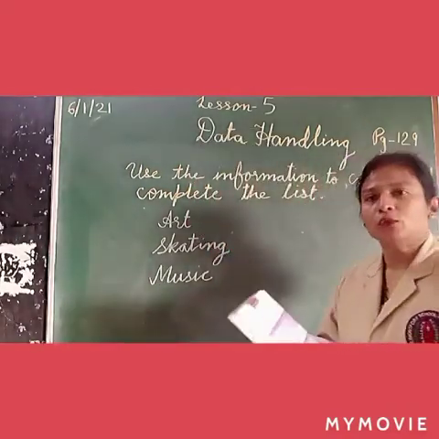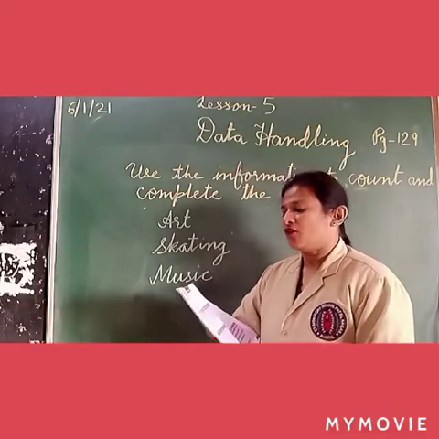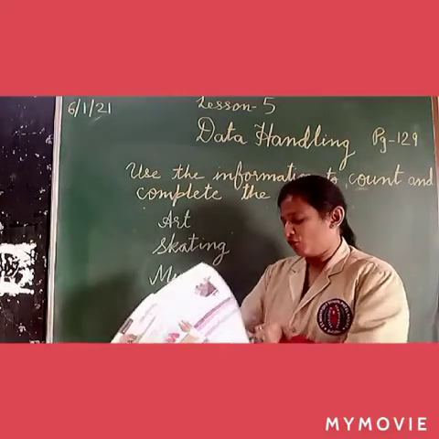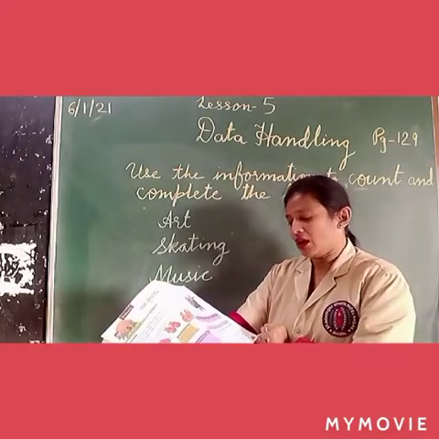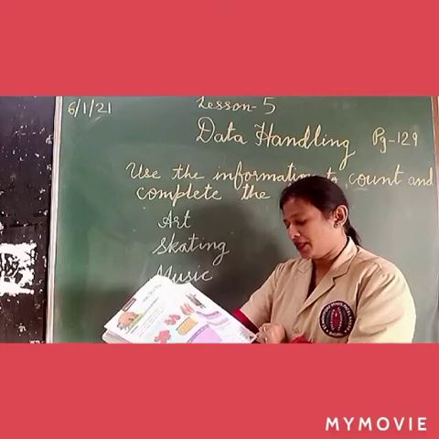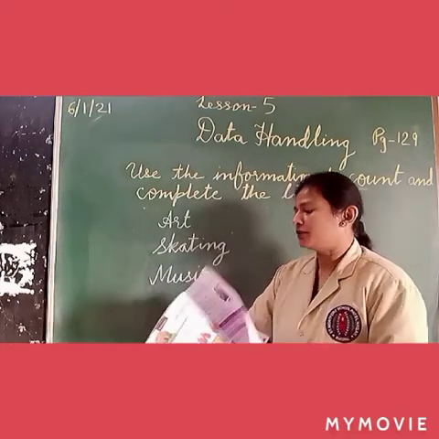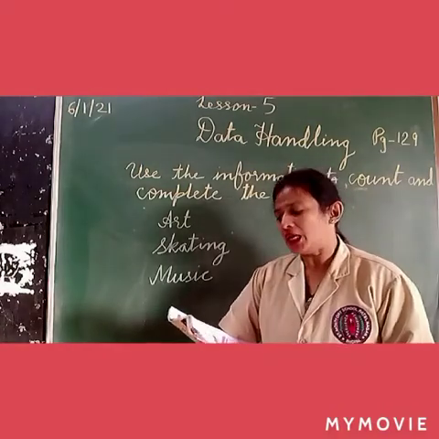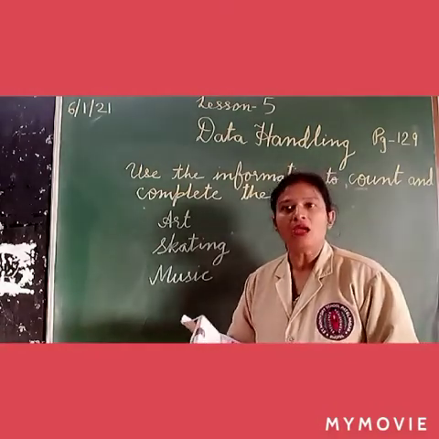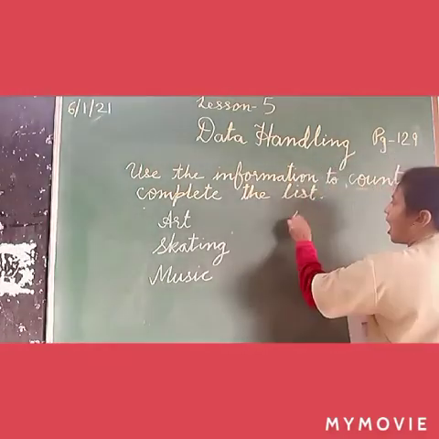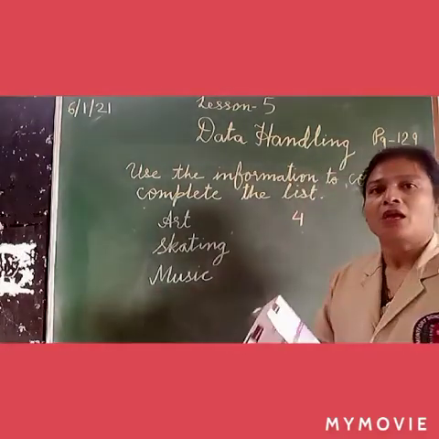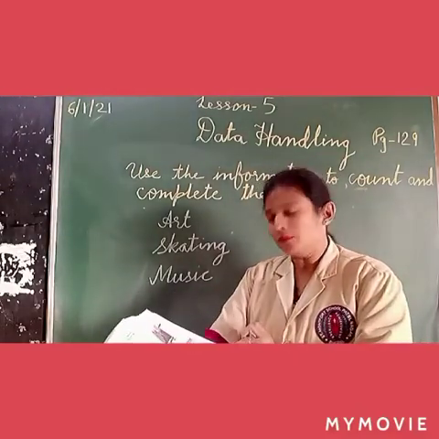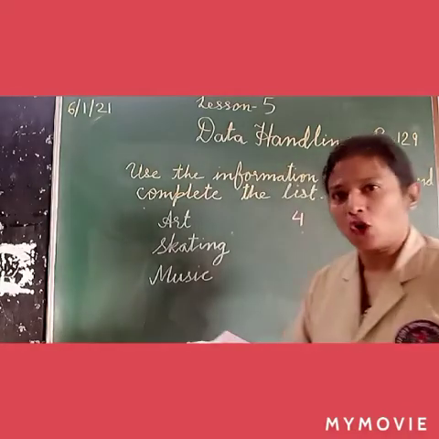First of all, we will do the first activity, that is art. From page number 129, you can see student 1 has chosen art, student 3 has chosen art, student 7 has chosen art and student 14 has chosen art. In this way, 4 students chose art. You can see the given column and check whether I am right or not.